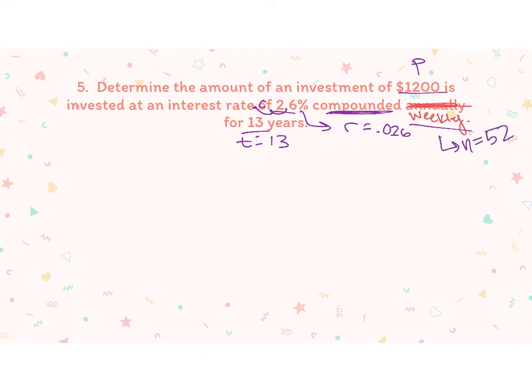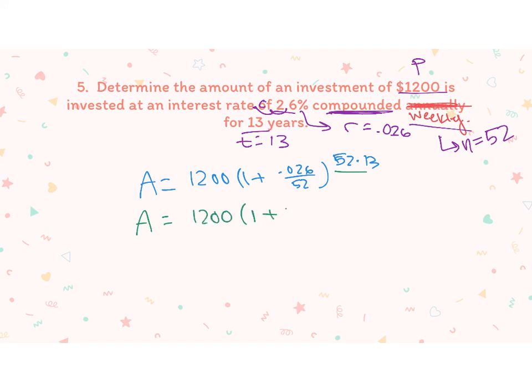So my equation looks like this. A equals 1,200 times 1 plus 0.026 divided by 52 raised to the 52 times 13 power. Okay, so I'm going to multiply those two together. I like to take care of that power first. So 52 times 13 is 676 there. A equals 1,200, 1 plus 0.026 divided by 52, raised to the 676th power.